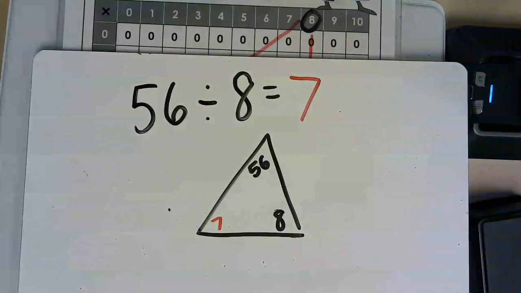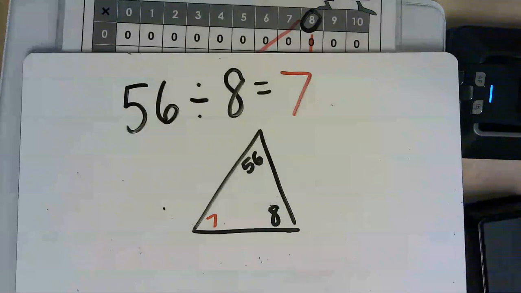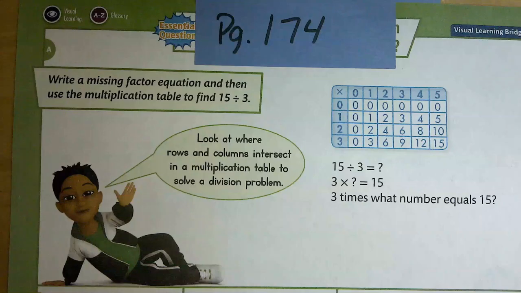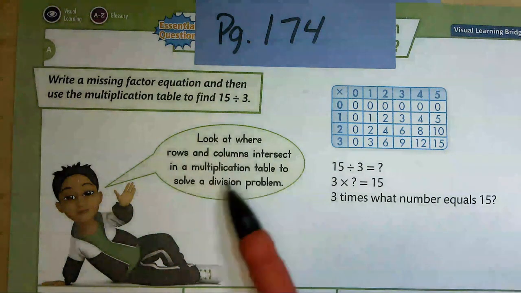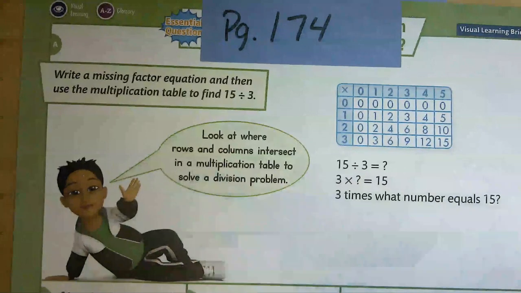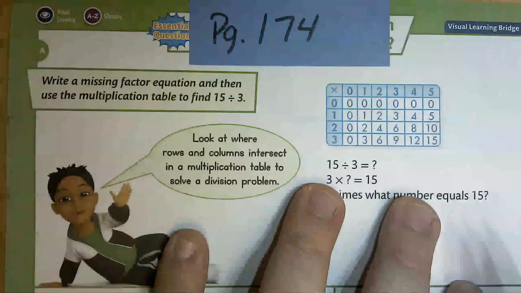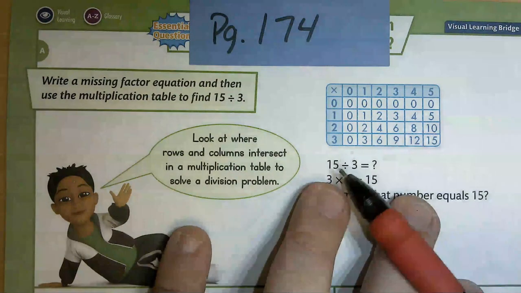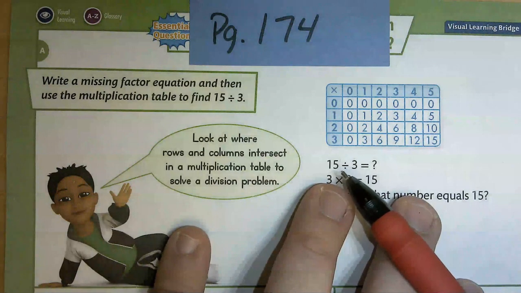All right. Well, let's go ahead and take a look at our math book now and see how this relates to what we're doing in our book on page 174. All right, so here we are on page 174, and it says that we're going to write the missing factor for each equation, then use the multiplication table to find 15 divided by 3. All right, so it says look at where the rows and columns intersect in a multiplication table to solve the division problem. And that's what I was showing you earlier by coloring in those different parts. Now, we're not going to do that on this one. Instead, what we're going to do is look at our problem. So 15 divided by 3 equals what?